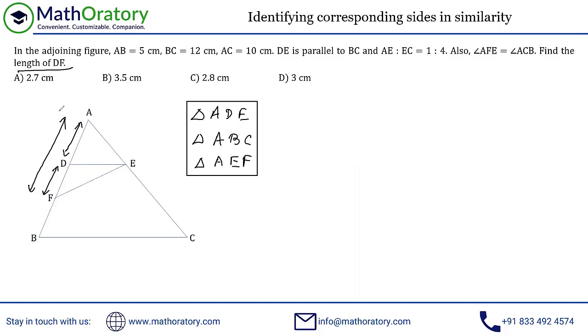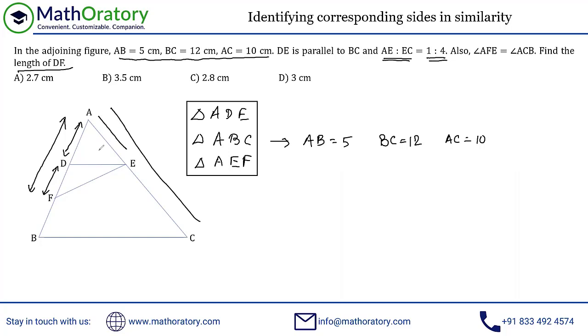First of all, let's focus on AD. AD is very simple. If you notice the original bigger triangle ABC, all three sides have been given. AB is 5, BC is 12, and AC is 10. Additionally, what we know is that AE to EC is 1:4. So if I look at this ratio, this ratio is applicable for both these two triangles.